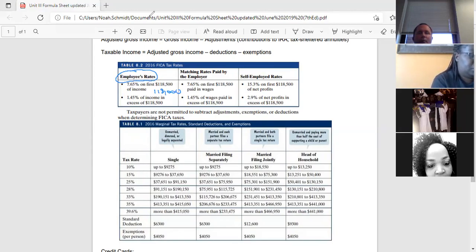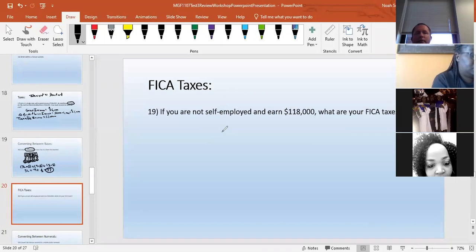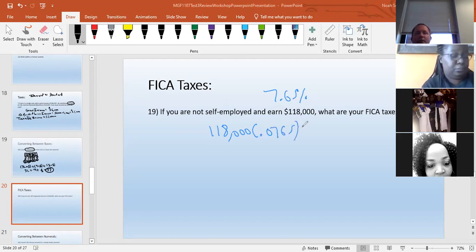So we're going to go back to our screen for the problem we're doing. You just take 118,000, multiply by the 7.65%, which is going to be written as a decimal, that's 0.0765. And when we multiply that out, we get the FICA taxes earned.